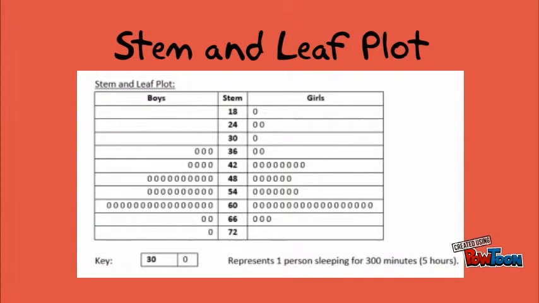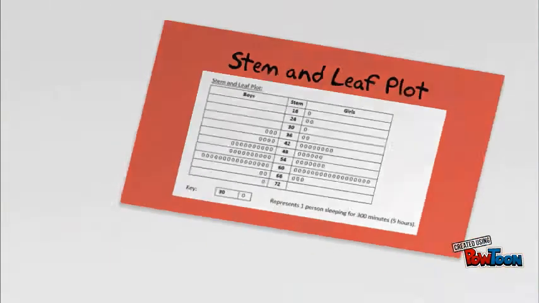From the stem and leaf plot, it is clear that the majority of students, both boys and girls, get 600 minutes or 10 hours of sleep on a school night. This data representation is appropriate. However, the data needed to be converted into minutes in order for it to be effective.